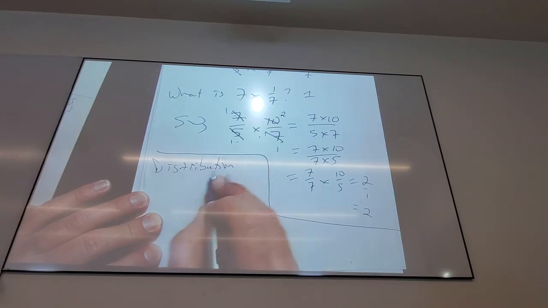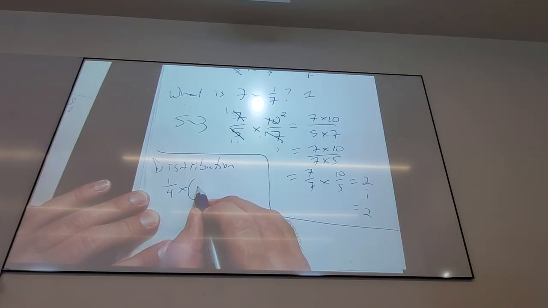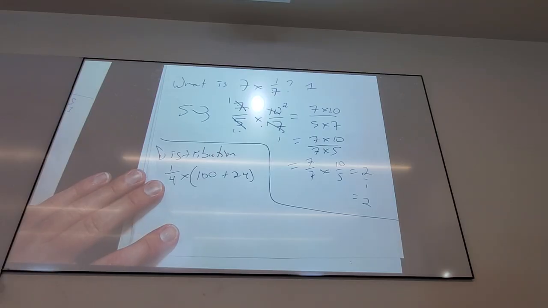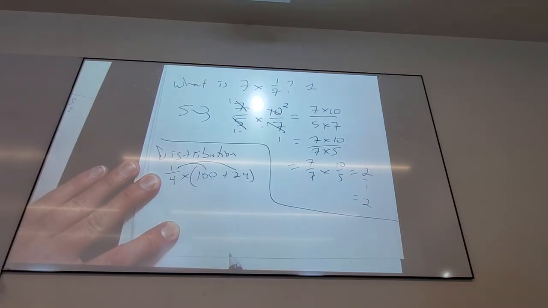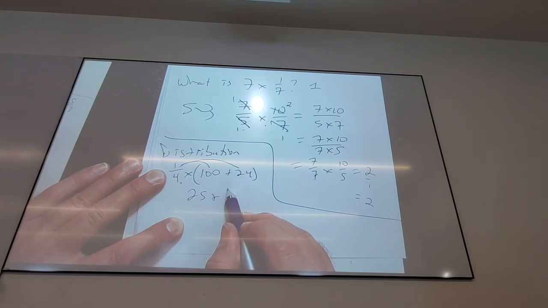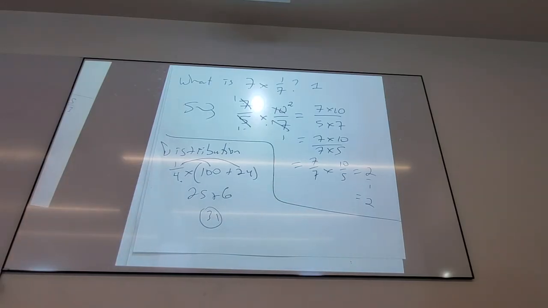Distribution still works. So if I have like 1/4 times 100 plus 24, I could distribute if I wanted to. Yes? So 1/4 of 100 is 25. 1/4 of 24 is, 4 goes into 24, 6. So you get 31. Yeah, okay. You guys okay? All right.